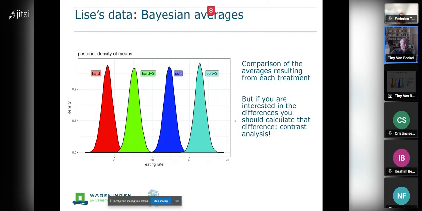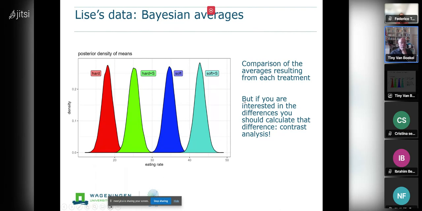And here you see the means again. So these are not the whole distributions. These are the means of each treatment, but then with the posterior distribution of the mean, not just a point estimate, but the whole distribution. So you can see that there is some uncertainty in this eating rate, but you also see that they overlap a little bit, but not too much. So the conclusion from this would be that there is indeed a difference in eating rate between these 4 treatments.